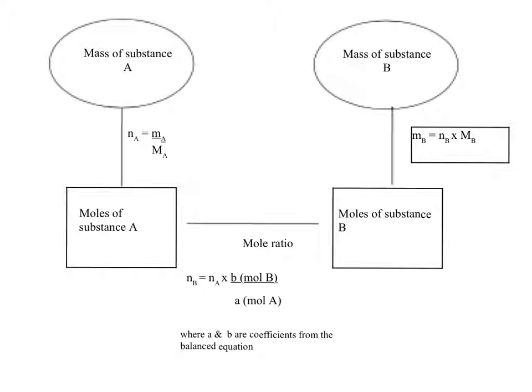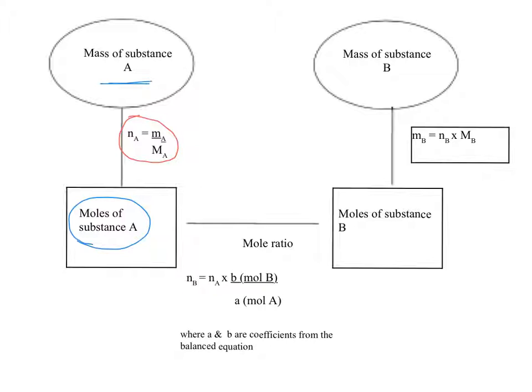So here's a flow chart that actually describes what we're doing. And this is a common type of problem in college and university. You're given information about substance A over here. You're given the mass of substance A, and you convert it into moles of substance A over here. And you do that using this formula. Moles is equal to mass divided by molar mass.